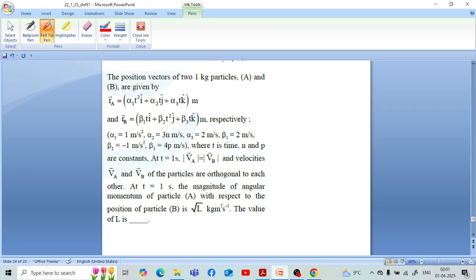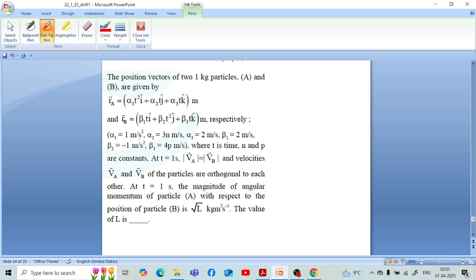Hello students, the question is: the position vectors of two 1 kg particles A and B are given by Ra equals alpha 1 t square i cap plus alpha 2 t j cap plus alpha 3 t k cap meters, and Rb equals beta 1 t i cap plus beta 2 t square j cap plus beta 3 t k cap meters, respectively.